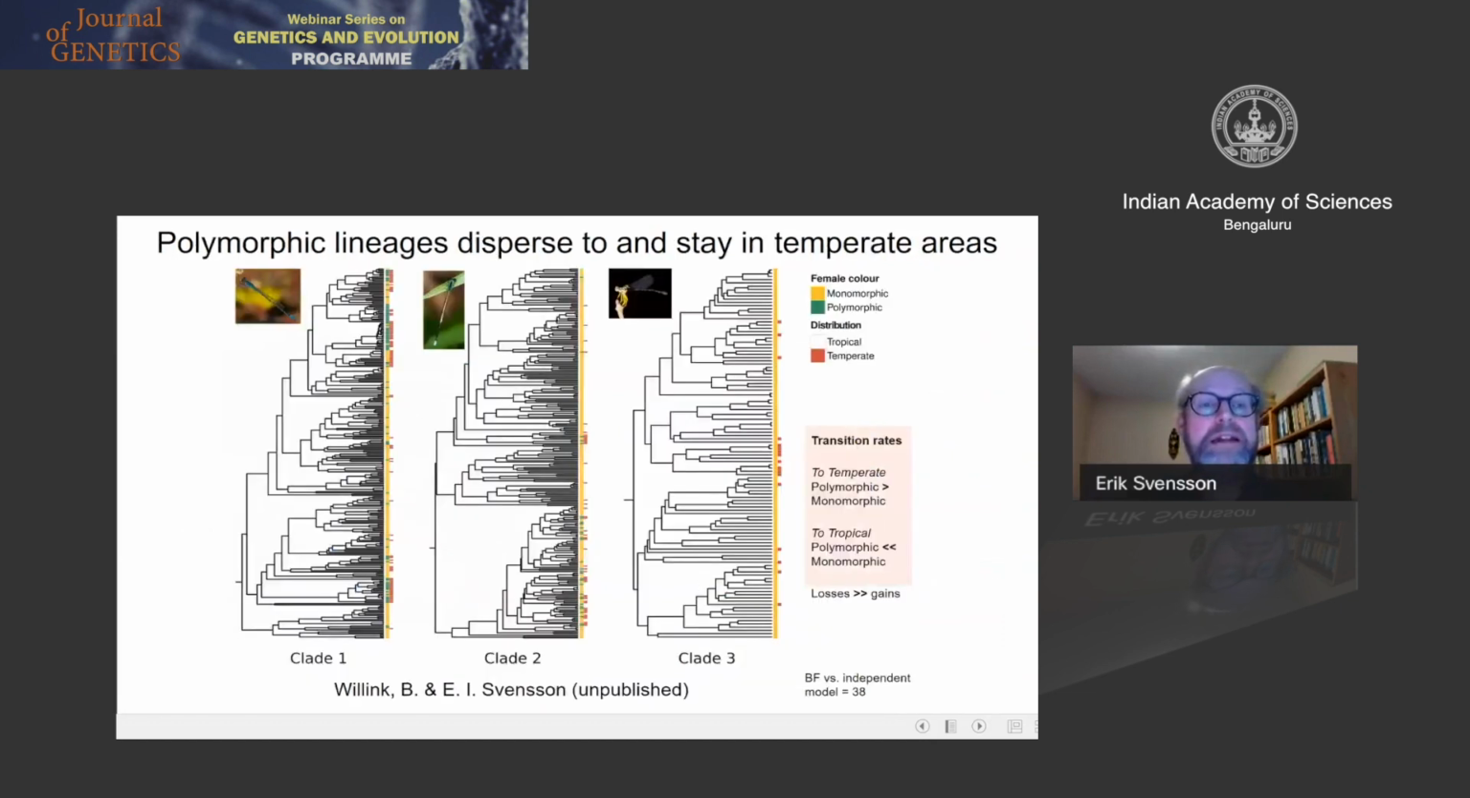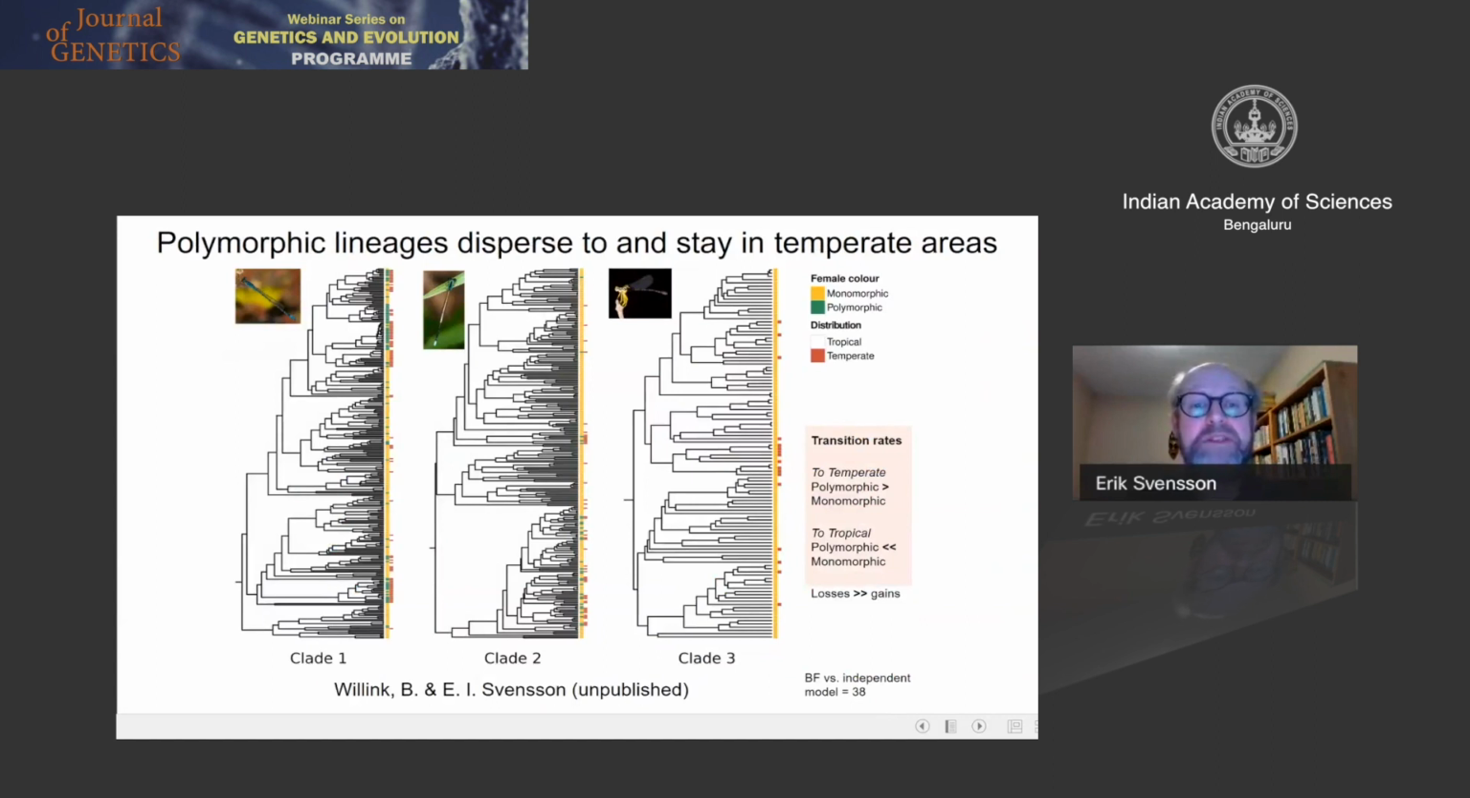Looking also at the polymorphic lineages and the monomorphic lineages, we find evidence that the polymorphic lineages tend to disperse to and stay in temperate areas. They don't necessarily evolve at a higher rate in the temperate areas, but they tend to disperse, are better colonizers, and stay in these temperate areas.